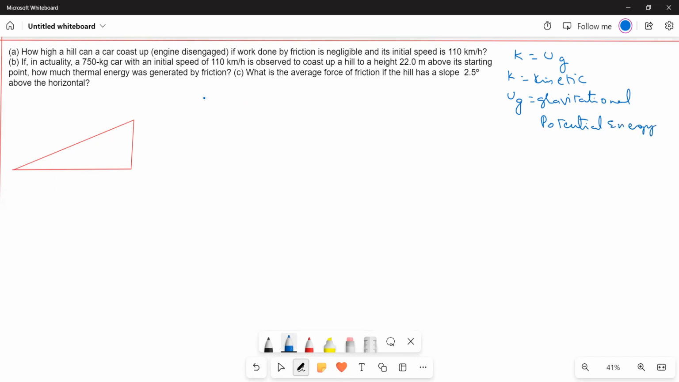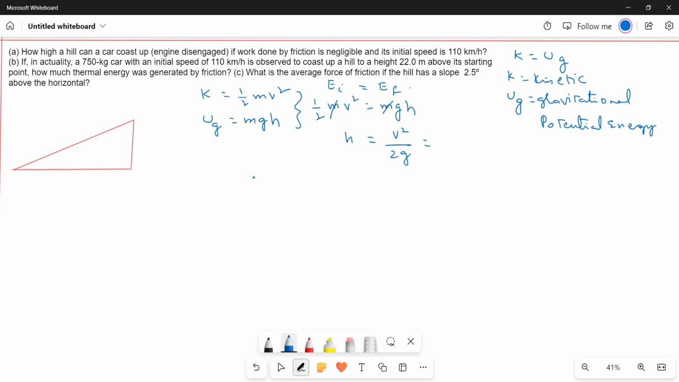We know K is equal to half mv square and UG is equal to mgh. From these two, we can write half mv square is equal to mgh. That means energy initial is equal to energy final. So h is equal to, m cancels out, h is equal to v square by 2g. Input the values.